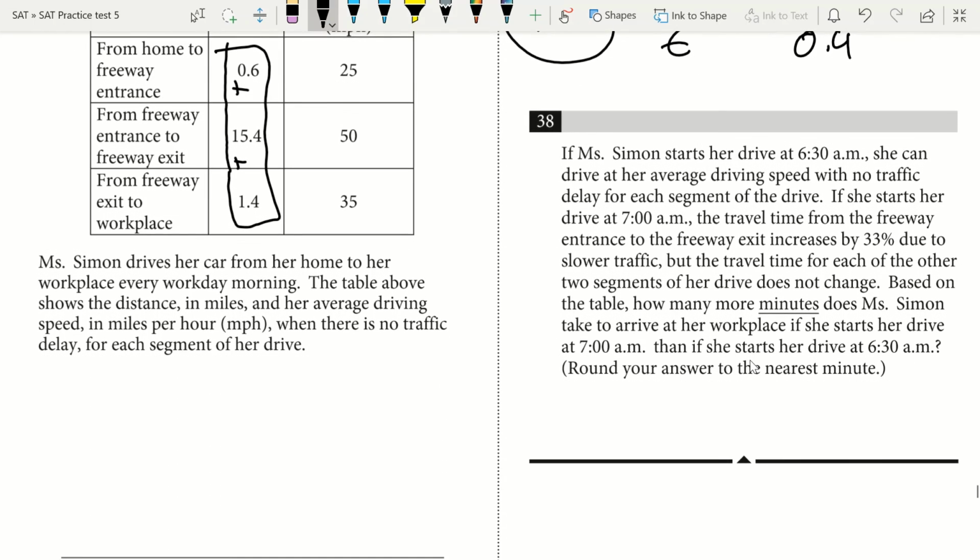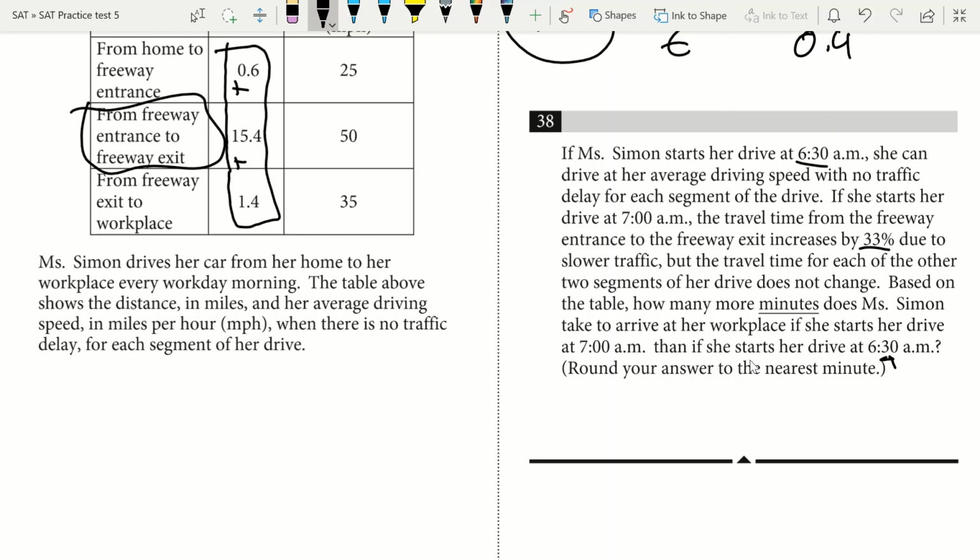All right, now I got 38. If Miss Simon starts her drive at 6:30, she can drive at her average driving speed with no traffic delay for each segment of the drive. If she starts her drive at 7 a.m., the travel time from the freeway entrance to the freeway exit, which is right here, increases by 33% due to slower traffic. But the travel time for each of the other 2 segments does not change. Based on the table, how many more minutes does Miss Simon take to arrive at her workplace if she starts her drive at 7 a.m. than if she starts her drive at 6:30?